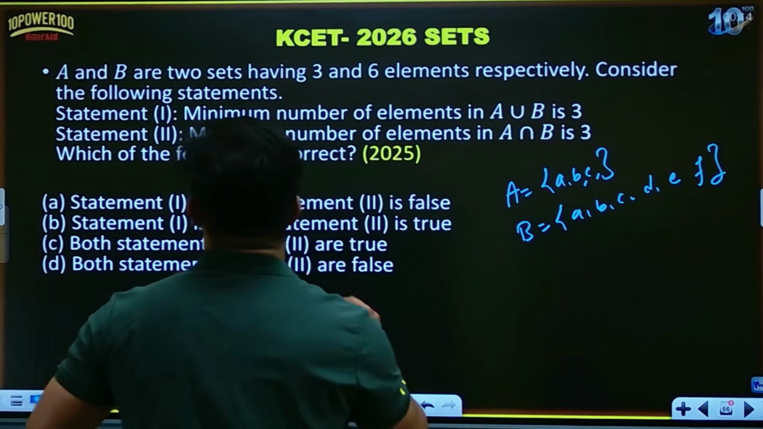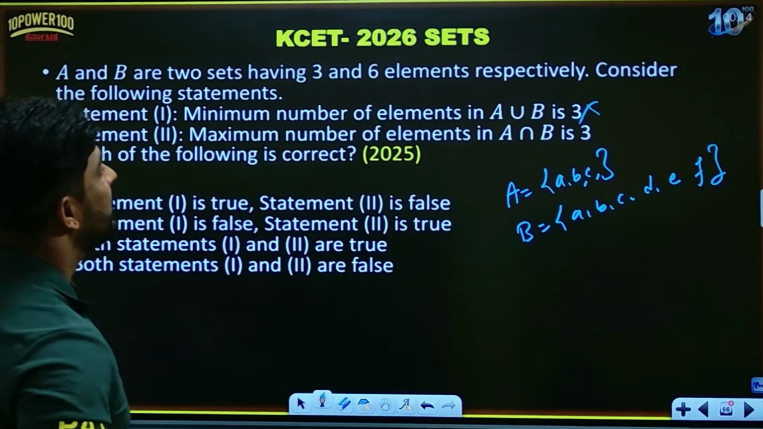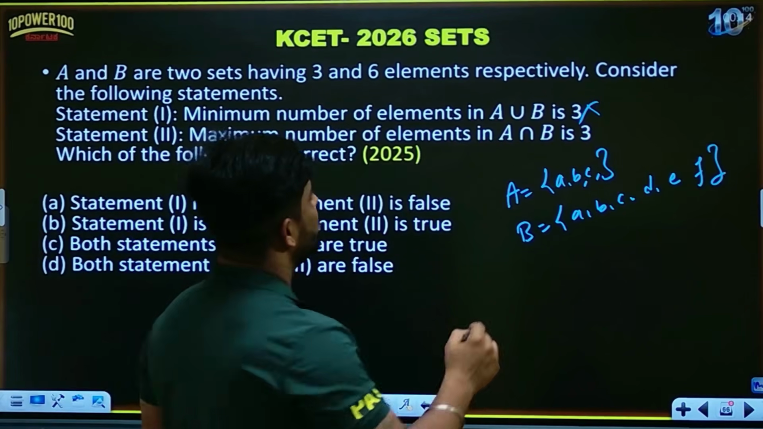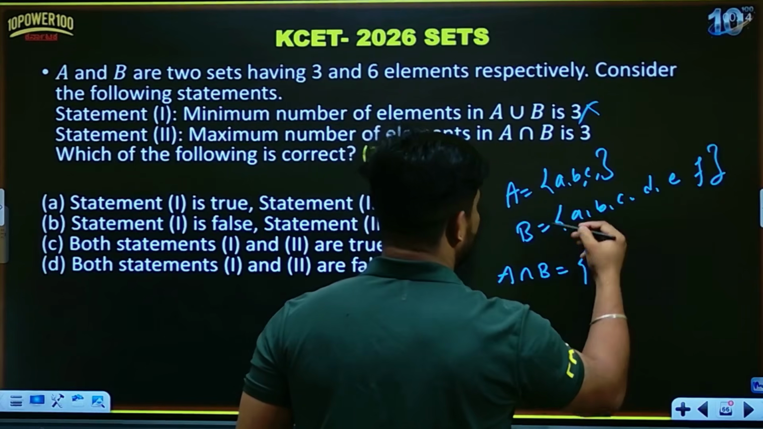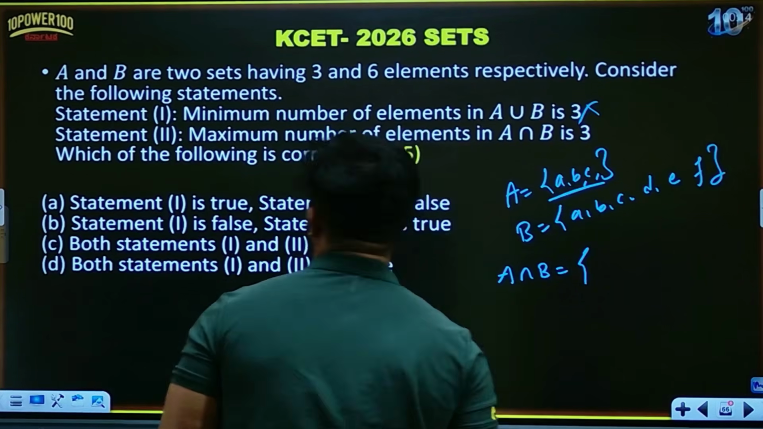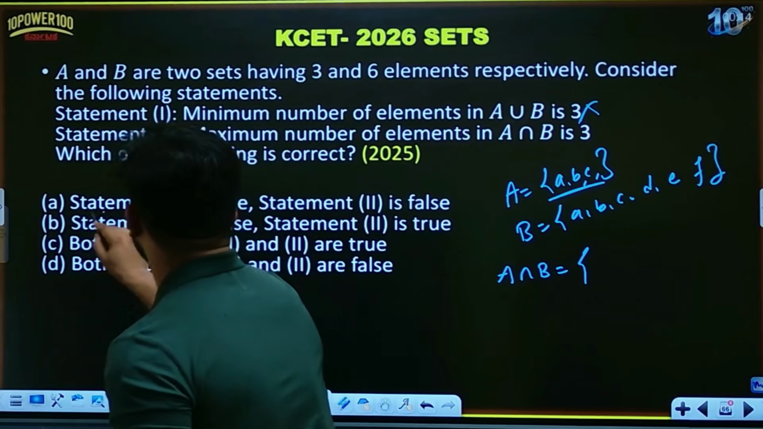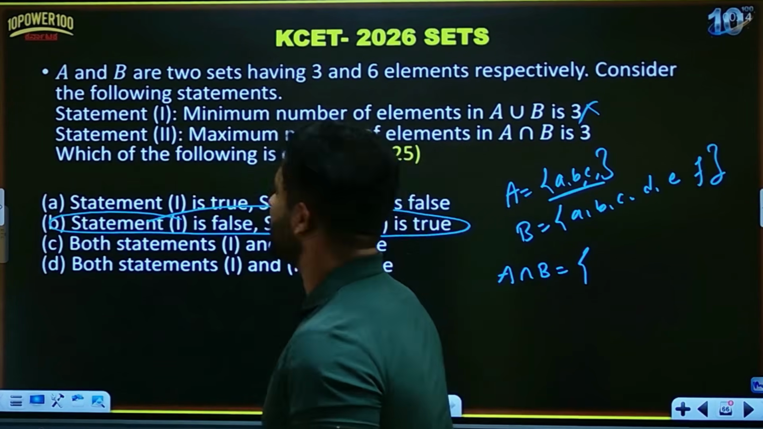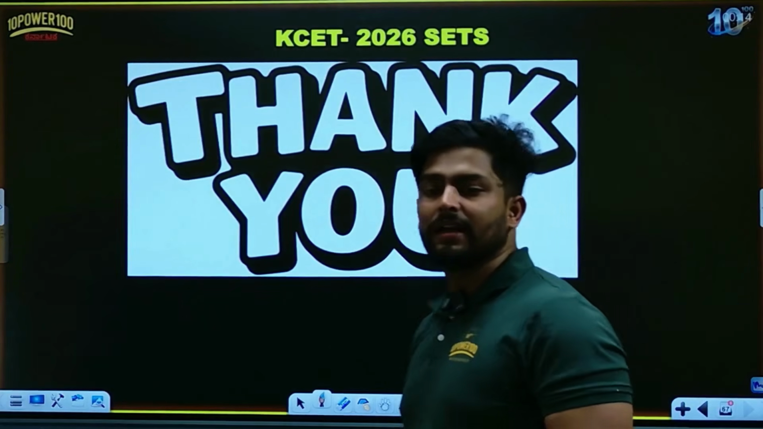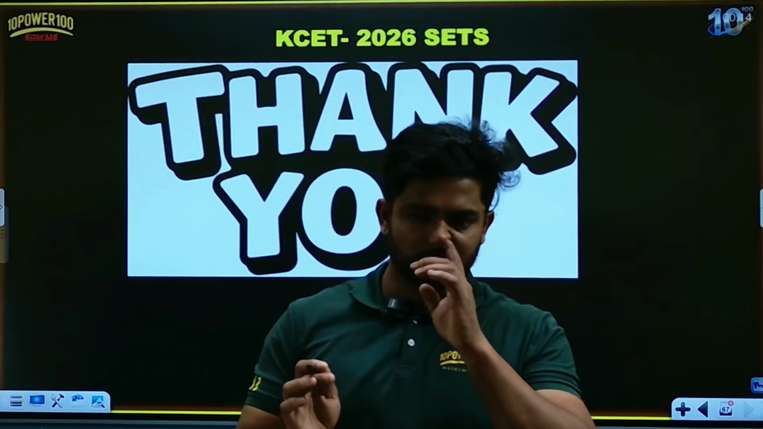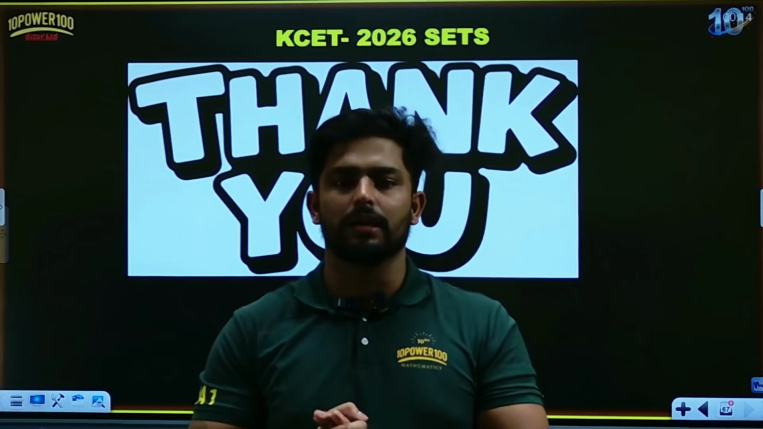So statement 1 is wrong, correct? So this is wrong. Next, the maximum number of elements in A intersection B is 3. This is correct, right children? Because in A intersection B, whatever the common elements are, the maximum is only 3. Whatever elements are in it, that is what comes. So statement 1 is false and statement 2 is true. So option B is the right answer. Okay? That is it, children. I know that I did it so fast, but since you know this concept, only for that reason I did it fast.